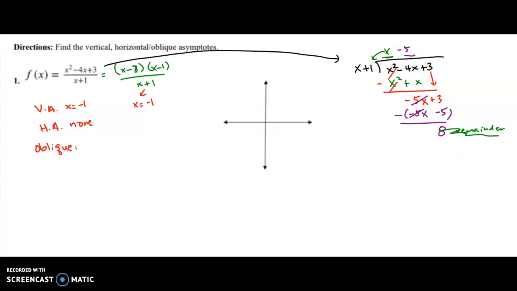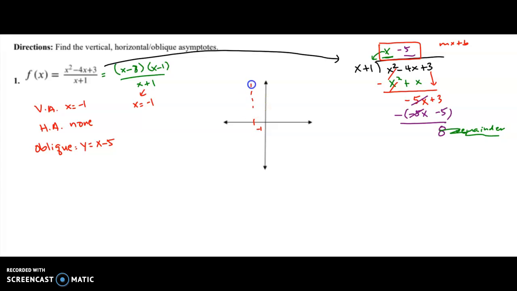But take a look here. Up here we had x minus 5, and that's in the form of a line, y equals mx plus b. So your oblique asymptote is y equals x minus 5, with a slope of 1 and a y-intercept at -5. So at -1, I have a vertical asymptote.